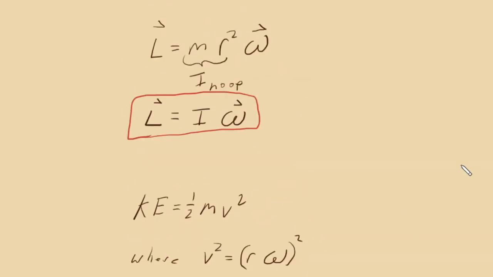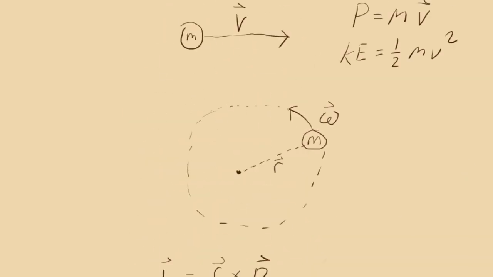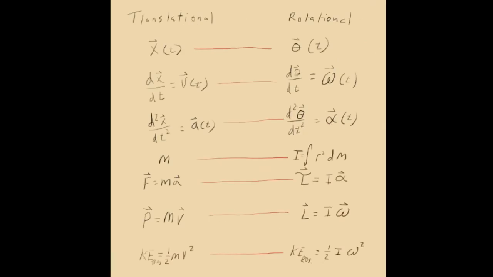Let's go back to our table. You can see at the bottom two comparisons that our momentum is just our mass times velocity for translational, and for rotational it's just our angular mass times our angular velocity. And kinetic energy for translational is 1/2 mv squared, and is now going to be 1/2 our angular mass, moment of inertia I, times our angular velocity squared. So they're pretty similar.